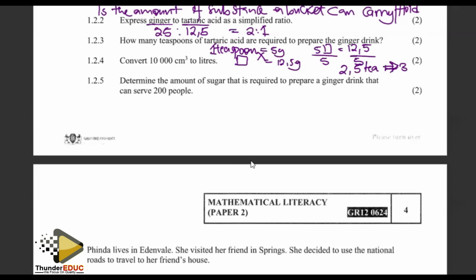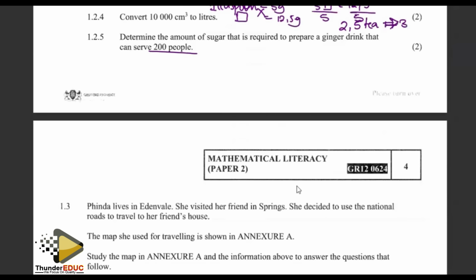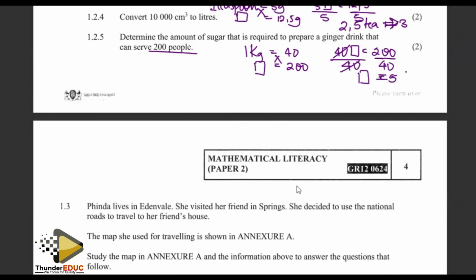Determine the amount of sugar that is required to prepare a ginger drink that can serve 200 people. First and foremost, find out how much sugar you need. The sugar you need is 1 kg. So 1 kg can serve 40 people. What about how many kgs will serve 200 people? So cross multiply. We have 40 and the 1 times the 200. So we divide through by 40. The answer became 5. Don't forget these are kgs because the sugar was measured in kgs.